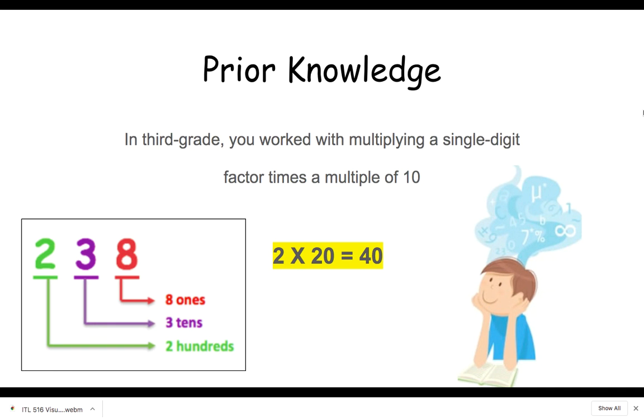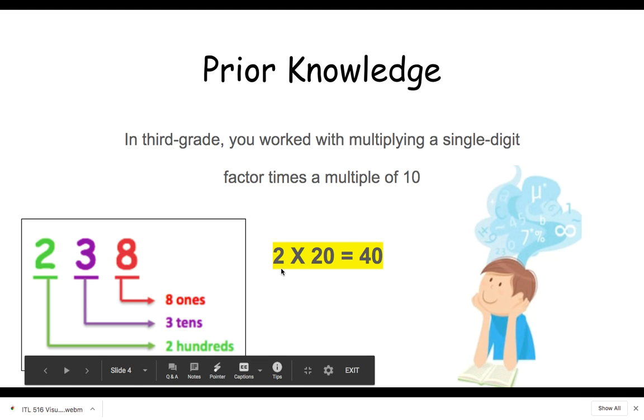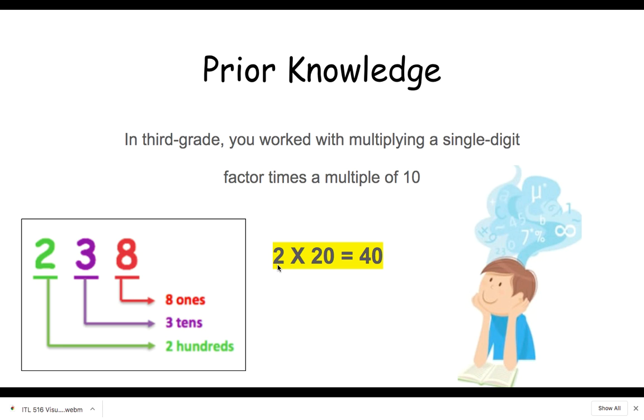Okay, so some prior knowledge you need to remember that you've worked on in 3rd grade is multiplying a single-digit factor times a multiple of 10. A single-digit factor is a number you will multiply to get a product, and the example here is 2, times a multiple of 10. Multiples of 10 are the answers of the 10 times tables. For example, 10, 20, 30, 40, 50, 60, and so on. So 2 times 20 is 40.